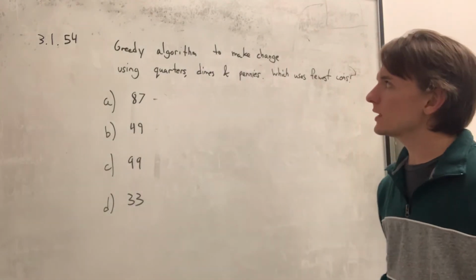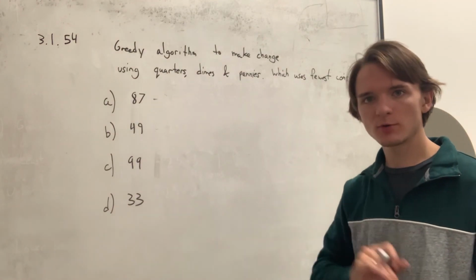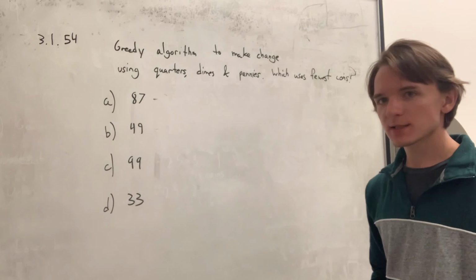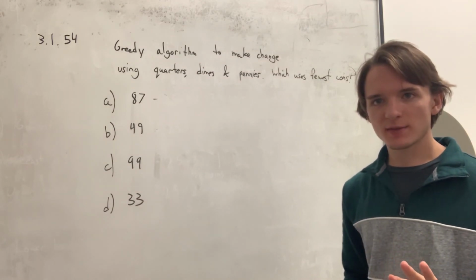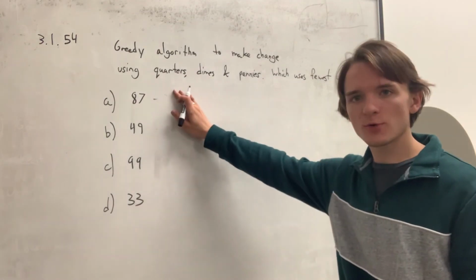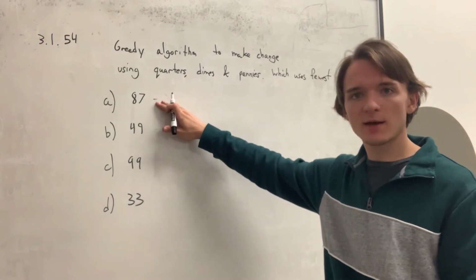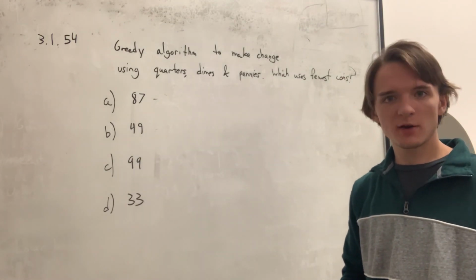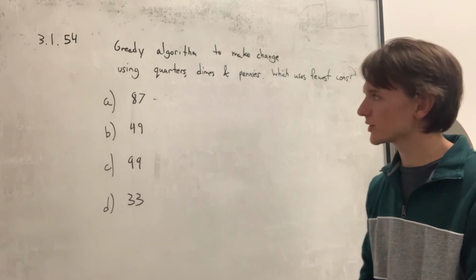So we need to use the greedy algorithm to make change using quarters, dimes, and pennies, no nickels, which uses the fewest coins. Basically, a greedy algorithm is a dirty and cheap method of just putting in the largest coin into how many cents we have left to give change for. Through this method, we may or may not find the optimal solution. I believe in this case, it will give us the optimal solution though.